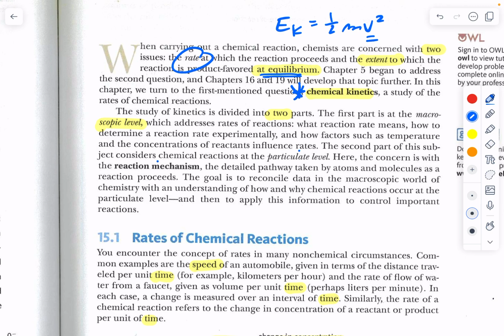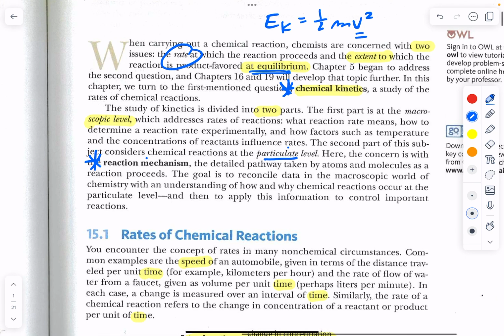The other thing is we're very interested in reaction mechanism. What exactly is going on at the macroscopic and then the particulate level? What are these molecules, ions, or atoms actually doing? What's colliding with what? Now, wouldn't it be cool if we had a super-duper microscope that could actually film the collision of the particles so that we could see what's going on?